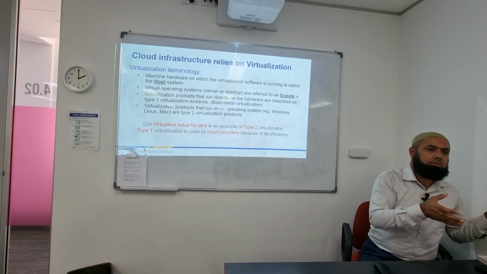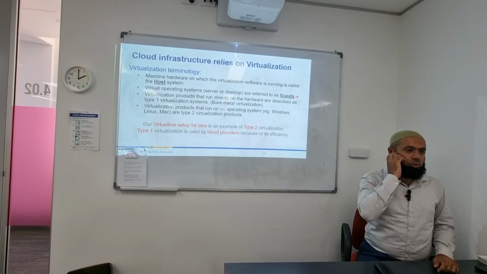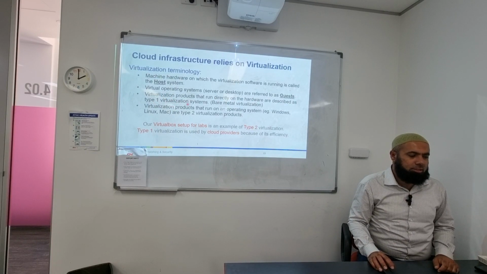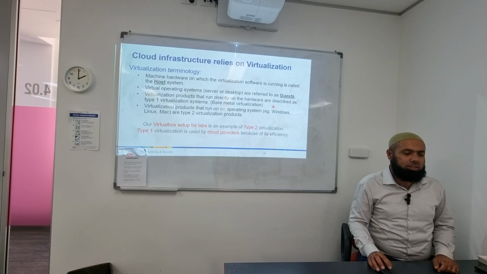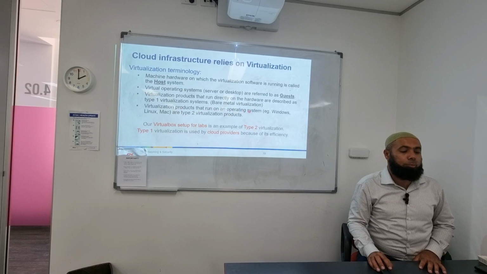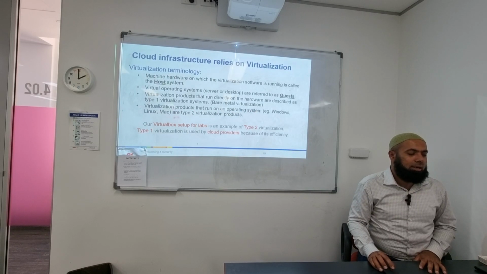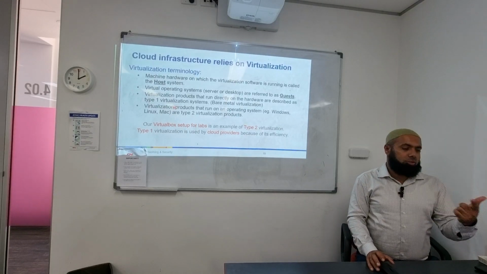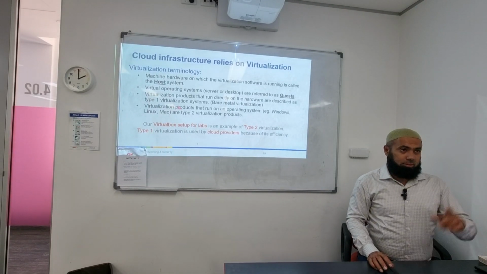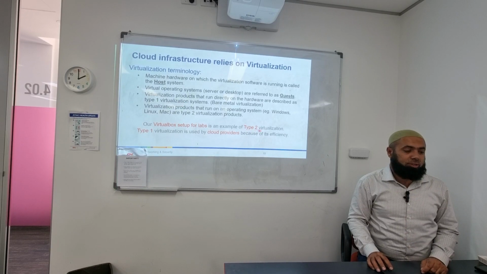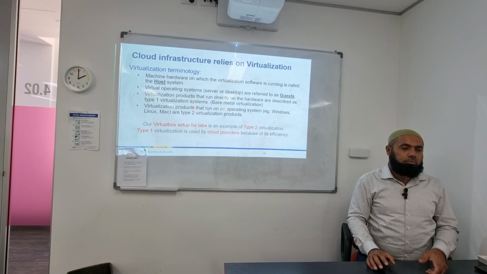So virtualization products that run directly on the hardware are described as type 1 virtualization systems, which is bare metal virtualization. And the second type is virtualization products that run on an operating system, Windows or Linux, which are type 2 virtualization products. For example, the VirtualBox which you have installed on your systems to do your lab is an example of type 2 virtualization. What is that?